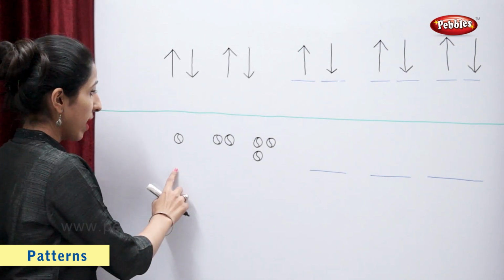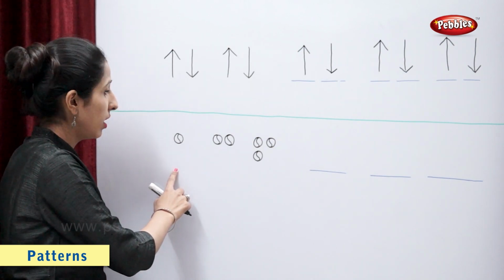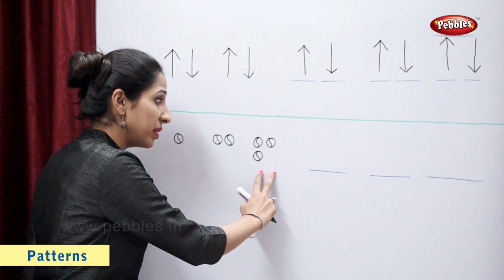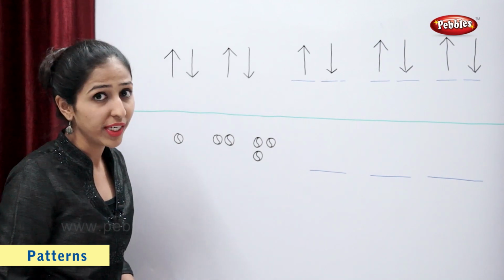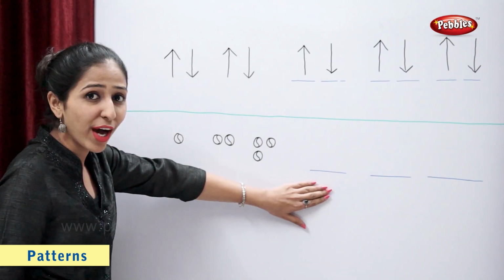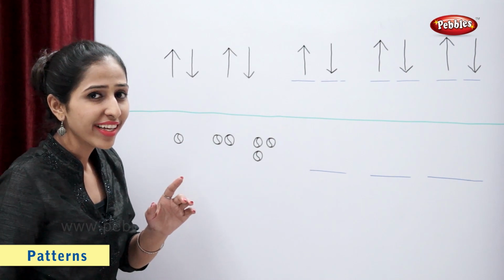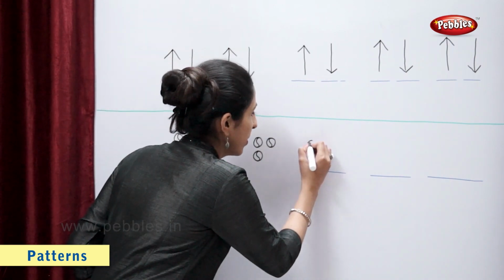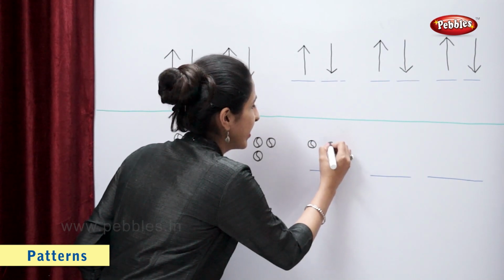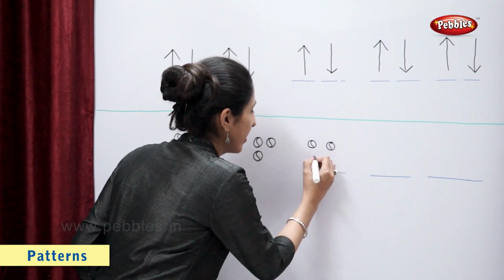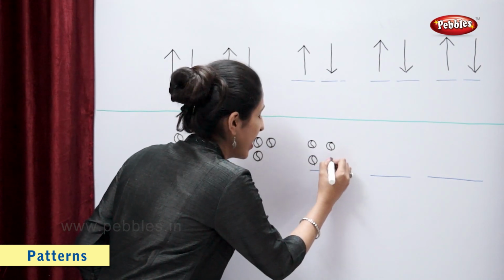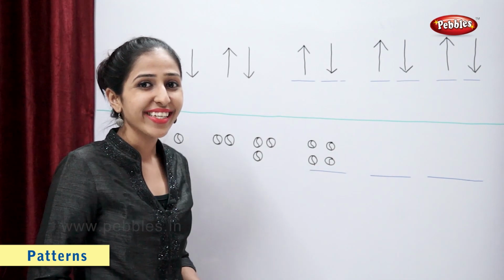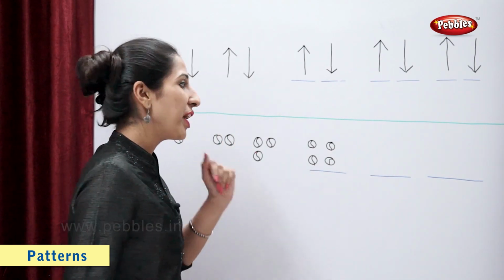Here we have one marble, 2 marbles, 3 marbles. So tell me students, what should come next now? Correct. 4 marbles. 1, 2, 3 and 4. What is next? Correct. 5 marbles.